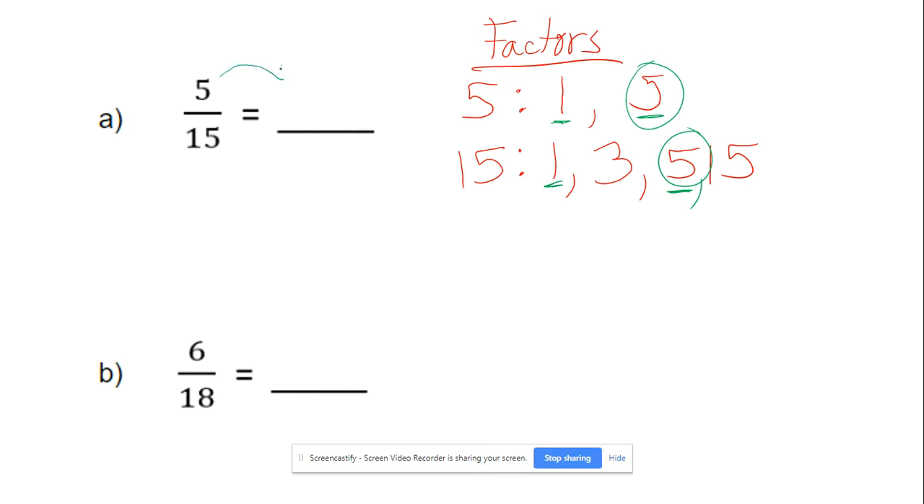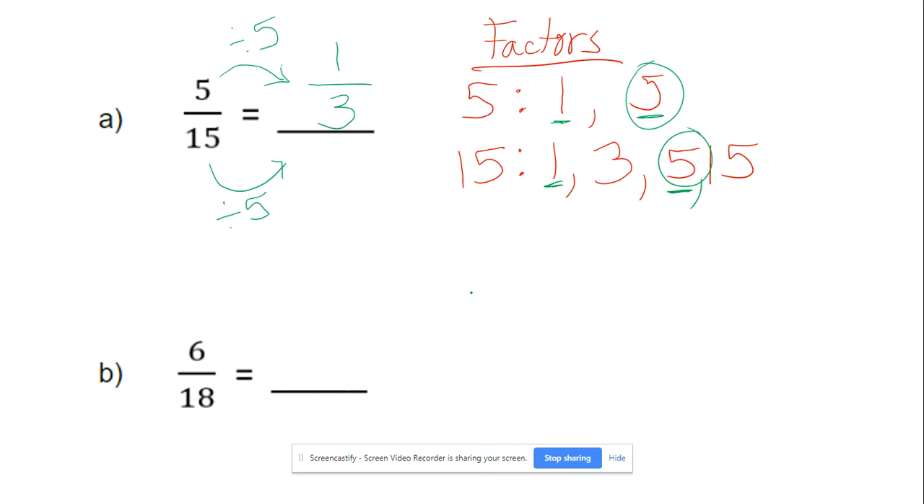So let's divide our numerator by 5. 5 divided by 5 is 1. Let's divide our denominator by 5. 15 divided by 5 is 3. So 5/15 is the same as 1/3.